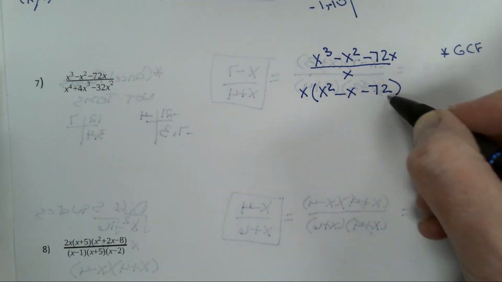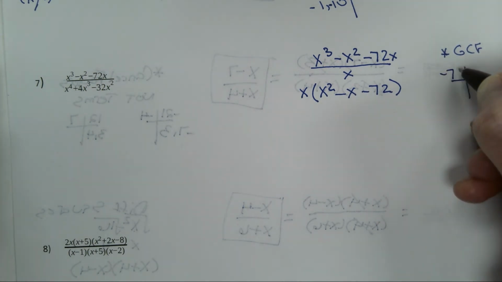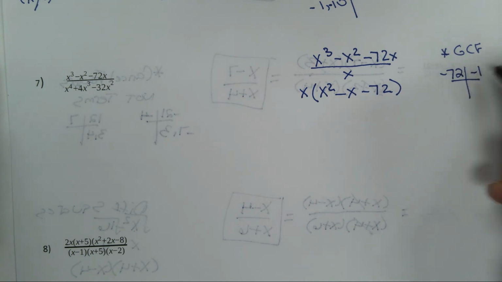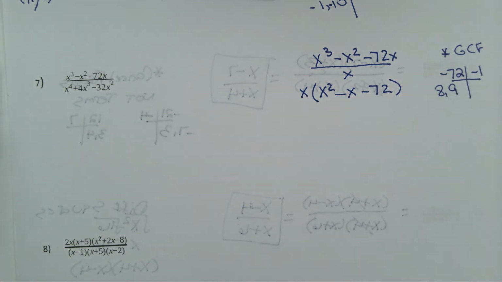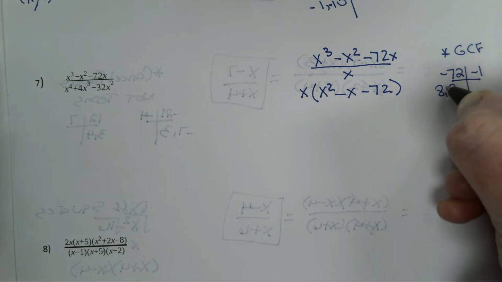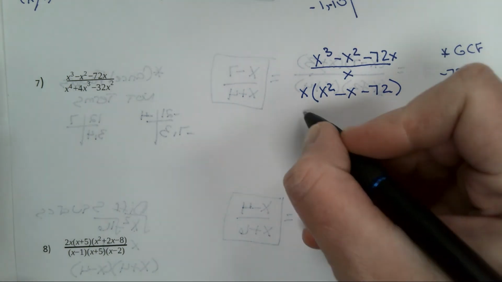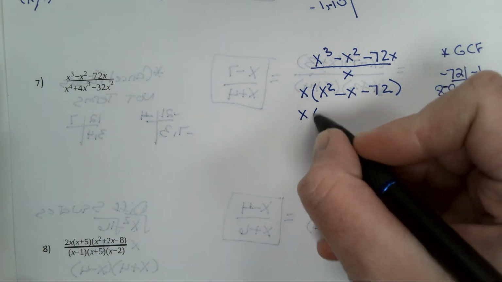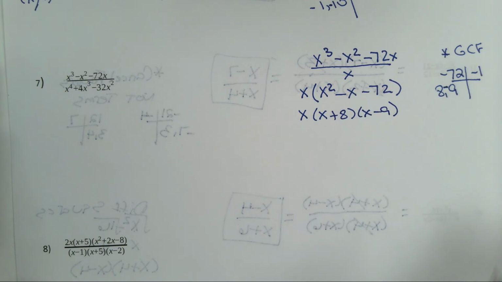Now I have this trinomial right here, and I'm going to make an ACB chart. I need factors of -72 that add up to -1. So 8 times 9 is 72, and they're 1 unit apart. And it has to add up to -1, so therefore my 9 is the -1. So this factors as x plus 8, and x minus 9.